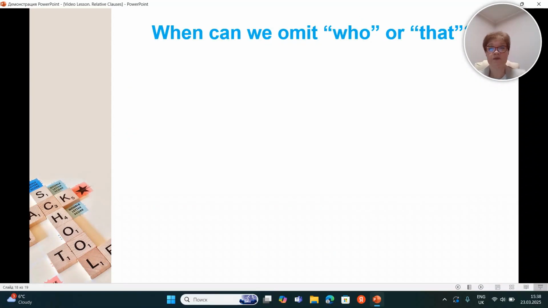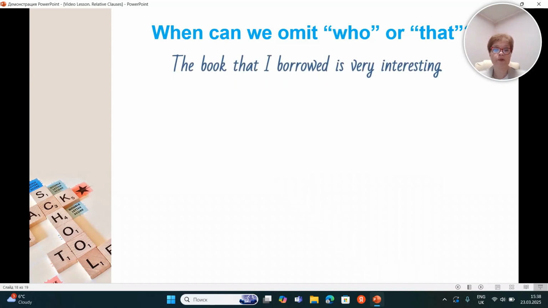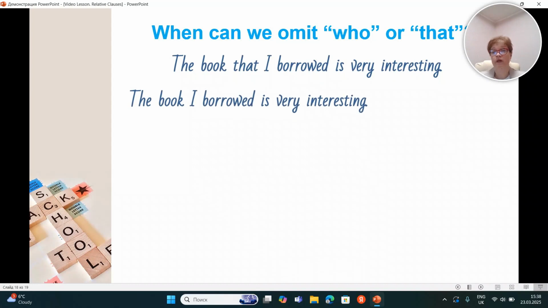Did you know that sometimes we can leave out who or that? Yep. Let's see when we can and when we can't do that. The book that I borrowed is very interesting. The book I borrowed is very interesting. Nothing important changed. So omission is possible here.